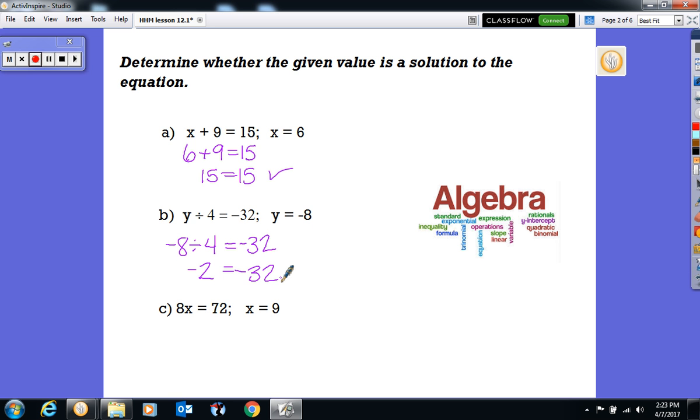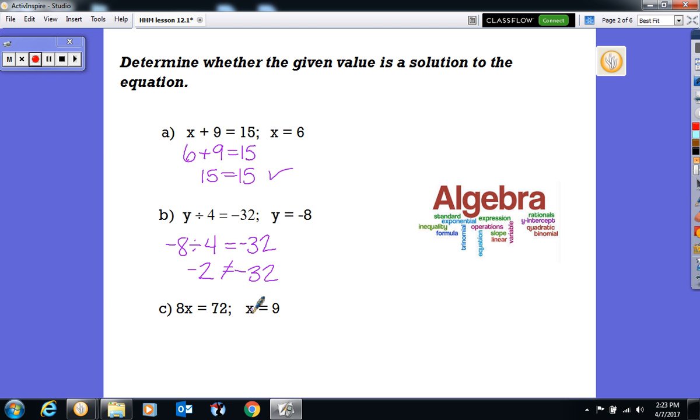No. It's not true. So since it's not true, I'm going to cross through that equal sign to show that negative 2 does not equal negative 32. So then I can say, is y equals negative 8 a solution for this equation? No, it's not. So then you can look down here and try this one.